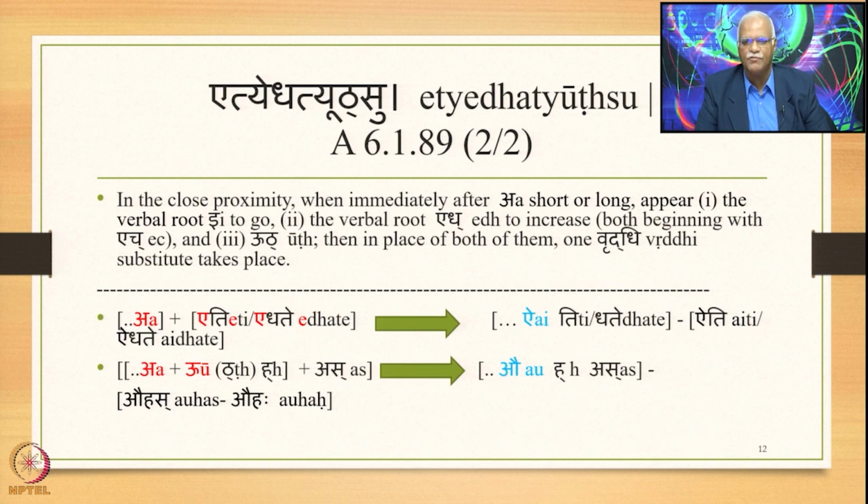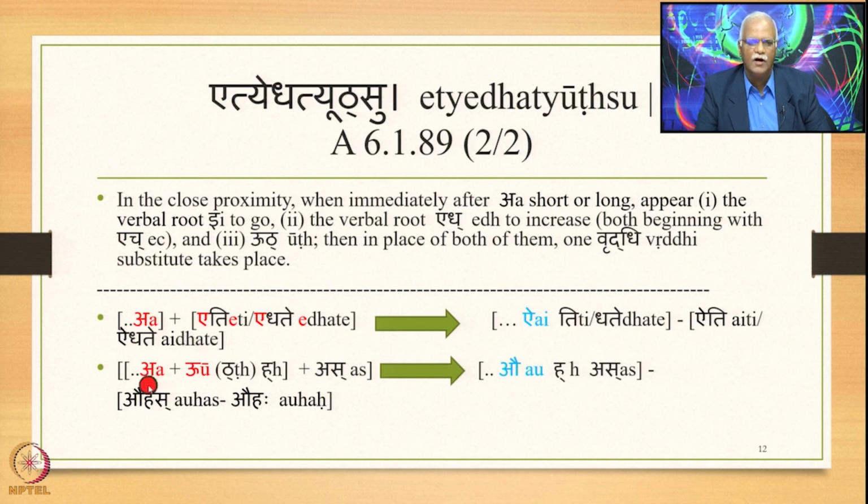To show this in the form of an equation, we can say that if there is a word at the end of which comes short a, followed by eti or edhate, which begin with e, then the substitute would be the elements in the previous word and ai in place of a and e, and ti or dhate. So the form that we will get is aiti or aidhate.